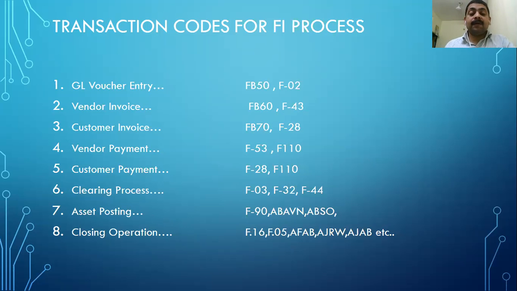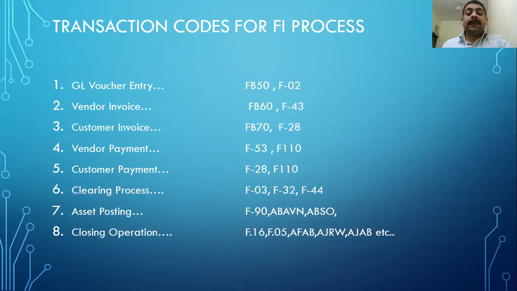There are three clearing processes in FI. This is basically done at the level of GL account, customer and vendor. F-03 is used to clear a GL account. F-32 is used to clear a customer account. F-44 is used to clear a vendor account.